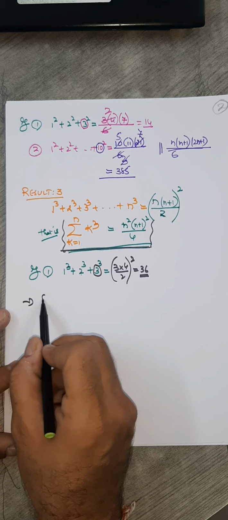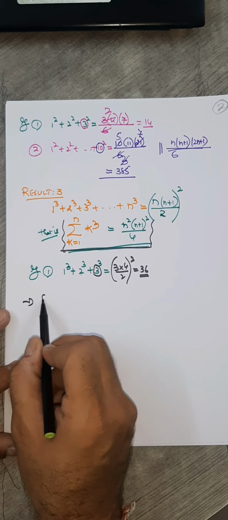For example, if I have 1 plus 3 plus 5 up to n terms, these are the odd numbers. So how do I express it in the form of sigma? Now how do you express odd numbers? You know, in 2k minus 1 form. And I'll put the sigma here and write k runs from 1 to n because I want n terms. So this way sigma can be used.